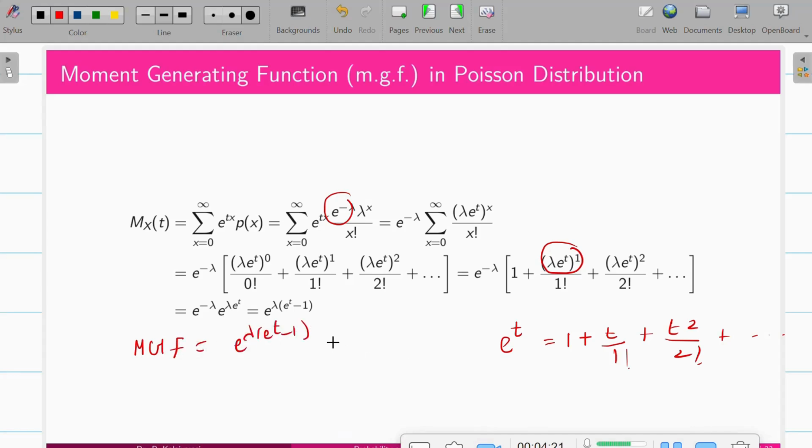Again, as I said in the binomial distribution, you have to remember this one to derive the mean and variance based on the MGF. Okay, and also for your MCQ purpose.